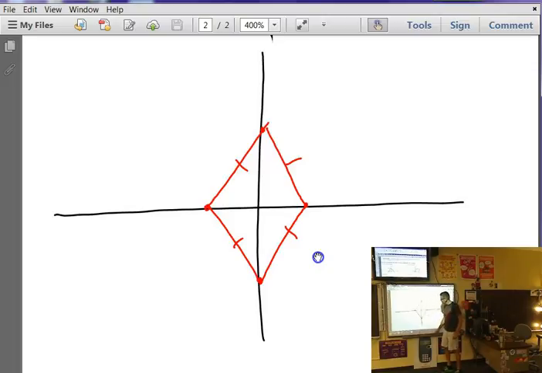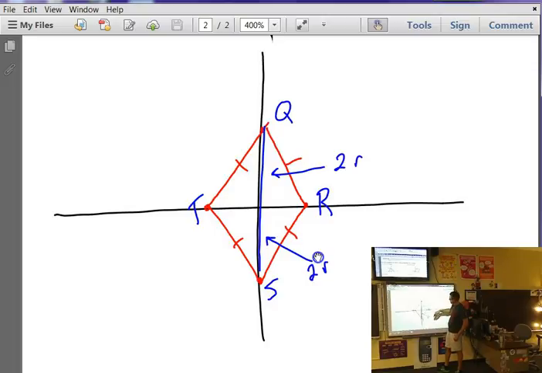So then we have to label Q, R, S, T. Then we are told QS is 4R. And since we know this bisects, we know that this is 2R and this is 2R. So then I know what the coordinates are going to turn into. If RT is 4T, then this is 2T, and this is 2T.